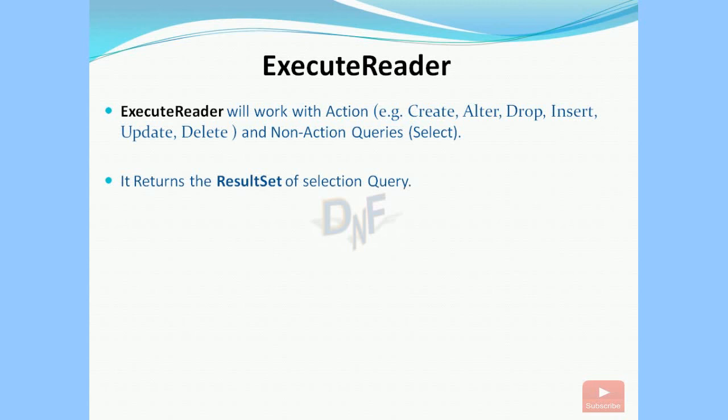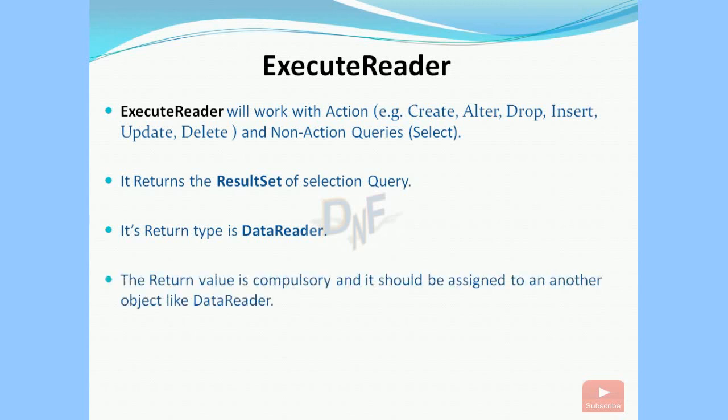It means if you call a stored procedure, and the stored procedure has multiple statements, it basically returns the result set of the select query, and we can store the return value. Its return type is a data reader, and the return value is compulsory, and it should be assigned to another object like a data reader. We can declare another object like a data reader, and we can store the execute reader result set.